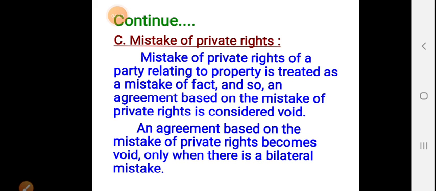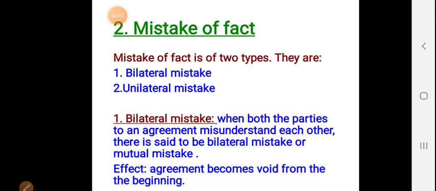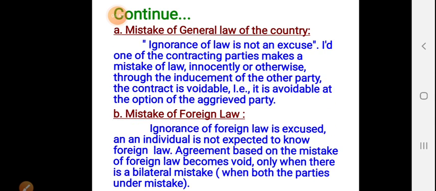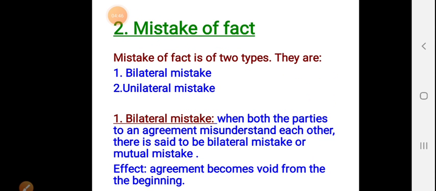Okay, so private rights arise at the time of sale or purchase of a particular land or any other things. Okay, this is over, the mistake of private rights, and the mistake of law is over. Now next is the mistake of fact. The mistake of fact is of two types.